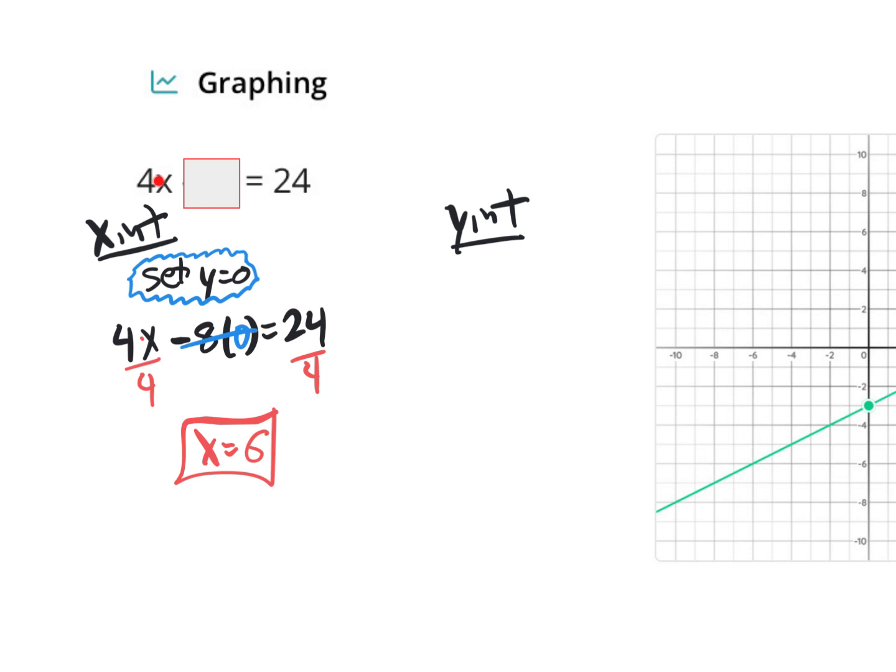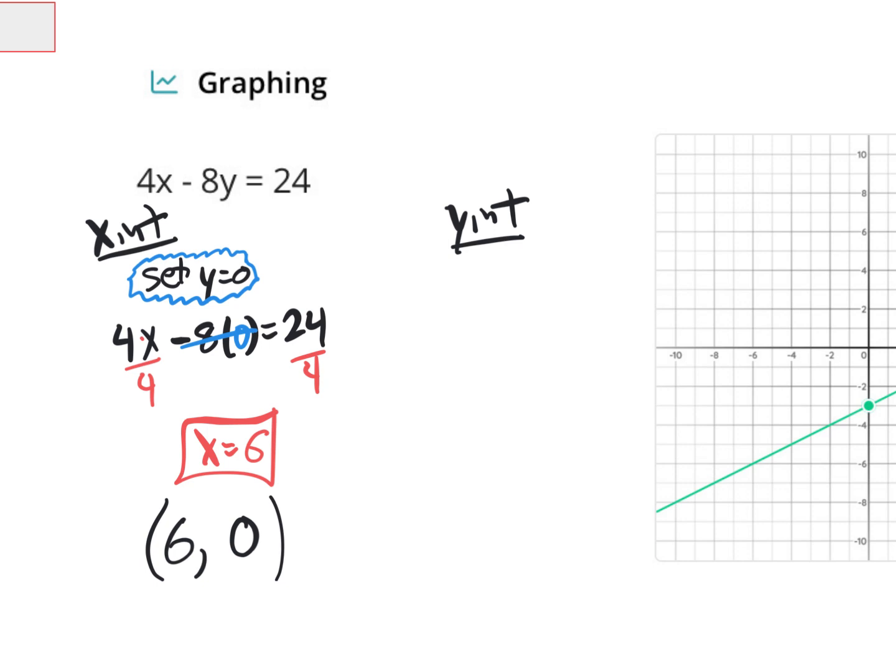How do you get rid of the 4 in front of x? Divide by 4, divide by 4. The answer is 6. And that'll be an x equals 6, which means that the x-intercept is 6. If you actually wanted the coordinate of where your line will cross the x-axis, you put the x value of 6, because that's what it is, and the y value of 0, because that's what you set equal to 0. So that's an actual coordinate, okay? Now let's do the y-intercept.